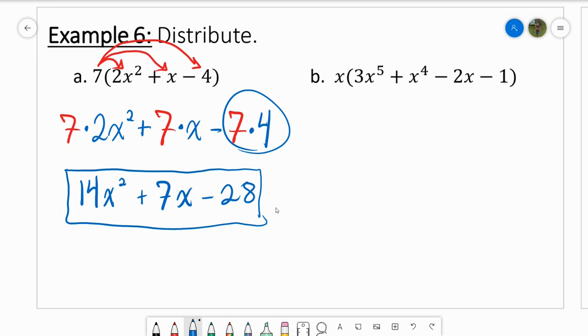All right, let's look at B. So this time I'm distributing an x. So I'm going to distribute that x to each term here. So really what's going to happen is I'm going to have one more x than I already have in each term. So instead of 3 times x to the power of 5, I'm going to end up with 3 times x to the power of 6. And I'll show you why. I'll actually write out that middle step.